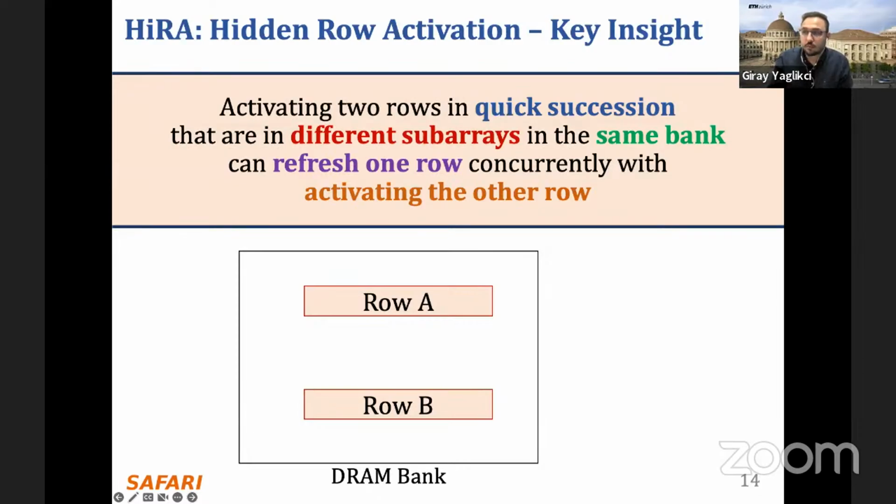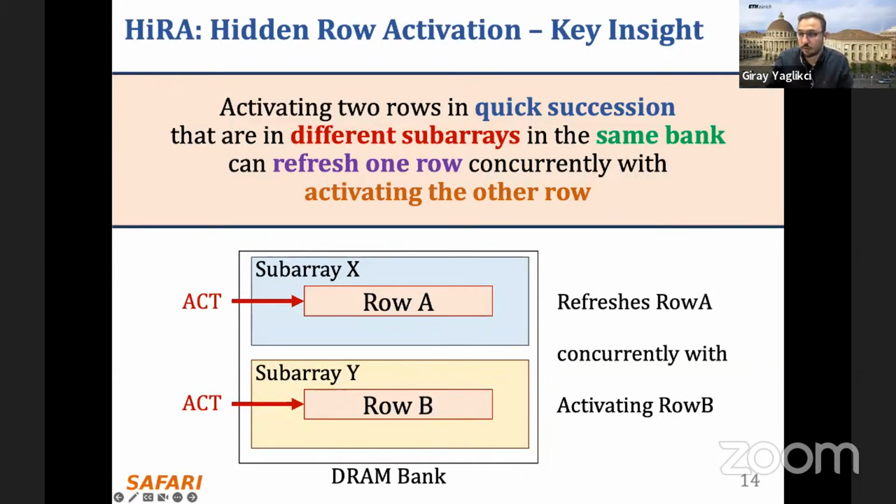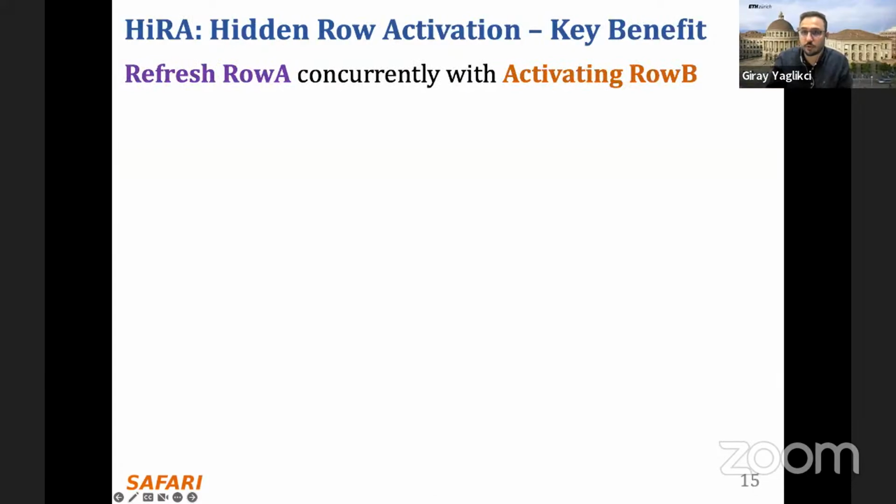The key insight of HiRA is the following. When we activate two rows in current off-the-shelf DRAM chips in quick succession, if these rows are in different subarrays of the same bank, we end up refreshing one row concurrently with activating another row. I will first mention the key benefits of this operation, and then I will dive into details of how it works. Here we want to refresh row A, let's say, concurrently with activating row B.